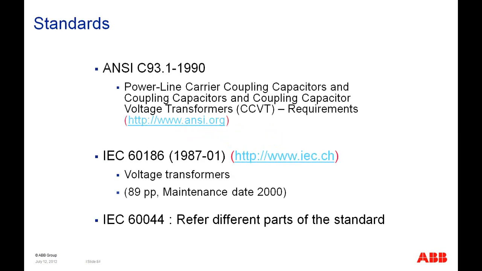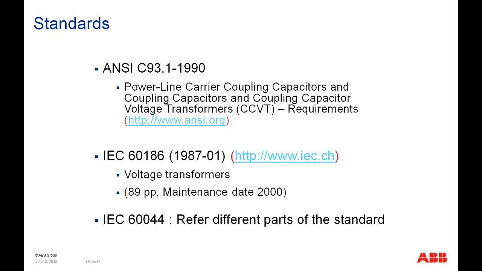The first one being C93.7, which deals with a CCVT, and that's a power line carrier coupling capacitor and coupling capacitor voltage transformer requirements. It deals with the ratings that you have for standard burdens for coupling capacitor voltage transformers and whatnot. Interestingly enough, there's nothing in the standard that actually talks about CCVT transient requirements at all.